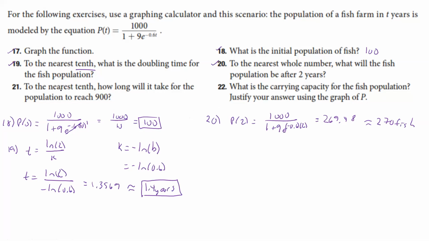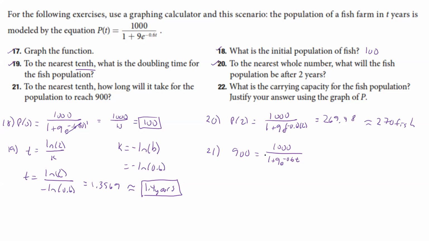Okay. All right, so the next one, to the nearest tenth, how long will it take for the population to reach 900? Well, what do we have to do here? Well, now we know what this part is. We know the P of T, and we're going to look for T. So for 21, we're going to say 900 equals, then we have 1,000 over 1 plus 9e to the negative 0.6 t, and we have to solve for t.